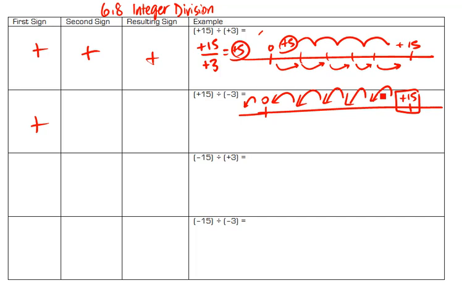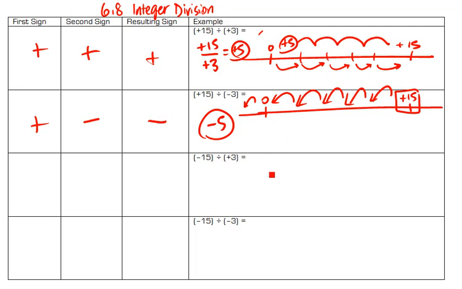I had $15, I lost $3 a day, and now I'm at 0. So that's really how it fits, is that I started at positive 15, I lose $3 a day, so 5 days ago I would have had my goal. I would have had my original $15. So really, a positive divided by a negative is a negative.